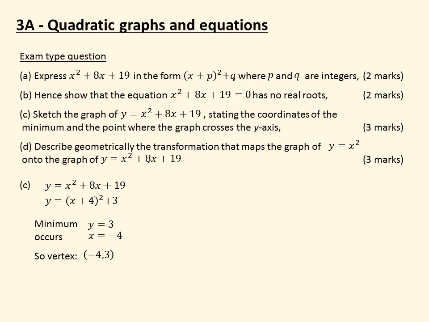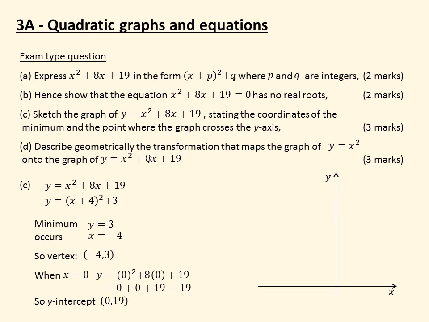We already know that it's not going to touch the x-axis since the quadratic has no real roots, but we're going to find out where the quadratic crosses the y-axis. The y-axis is where x is 0. So we need to put x is 0 in the quadratic, and we get the value 19. So the y-intercept is (0, 19). Now we can sketch the graph. Axes, we need a general quadratic shape that doesn't touch the x-axis. We can label the vertex (-4, 3) and label y-axis 19.